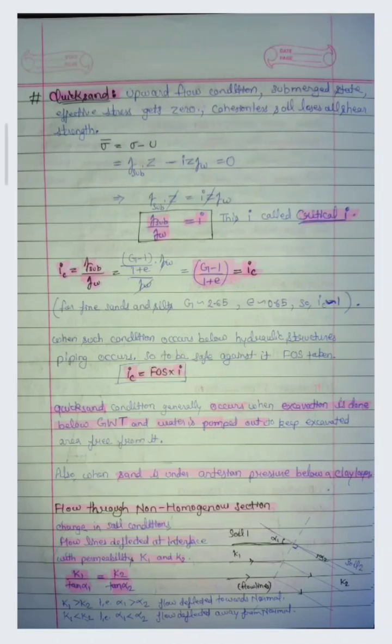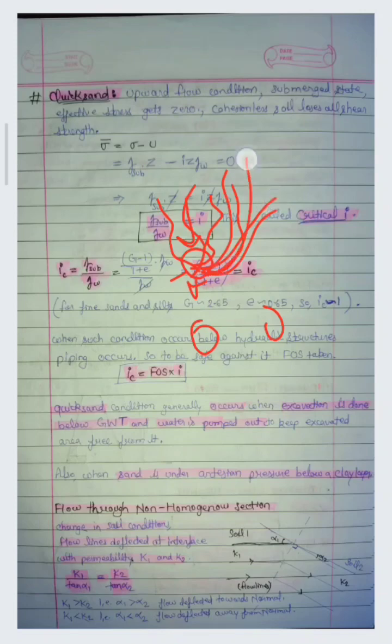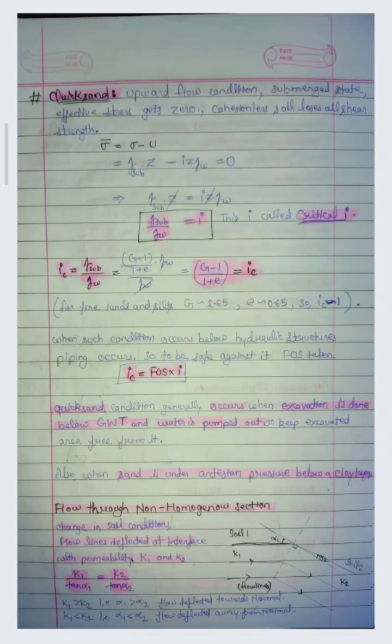Quicksand is an upward flow condition when the soil is in submerged state and the effective stress gets 0. So this is the upward flow condition when soil is in submerged state and the effective stress on the soil particles gets 0. Cohesionless soil loses its shear strength, so the particles lose their shear strength, effective stress on these is 0, so the particles get to the surface like they are free floating. So this condition is called quicksand.